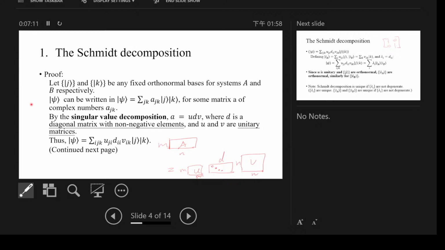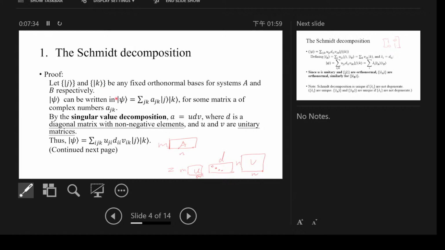Sorry, proof only has one direction. Yeah, proof. So to do a proof, let's do this arbitrary decomposition of C7 into C7 A and C7 B. So we can try to find whatever orthonormal basis on C7 A and whatever orthonormal basis on C7 B, which we call J and K. It's a bit of sloppy notation, but it's okay.